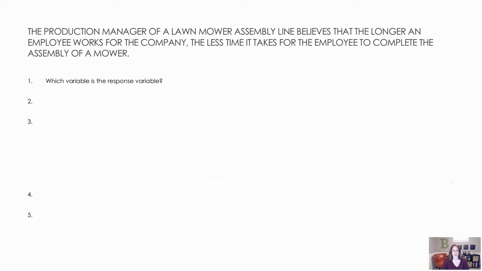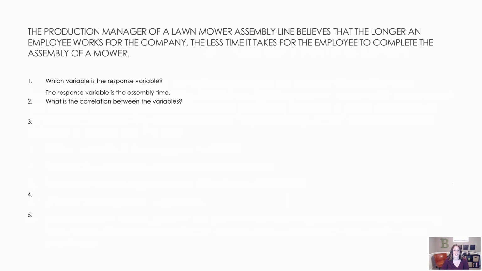For the first question, we have the production manager of a lawnmower assembly line who believes that the longer an employee works for the company, the less time it takes for the employee to complete the assembly of a mower. Hopefully that's the case. So we have 2 variables here, which is of course weeks that the employee has worked there and time in minutes that it takes for the employee to complete the assembly of a mower. And the first question is, which is the response variable? We're assuming that the response variable would be the time that it takes to complete the assembly of a mower.